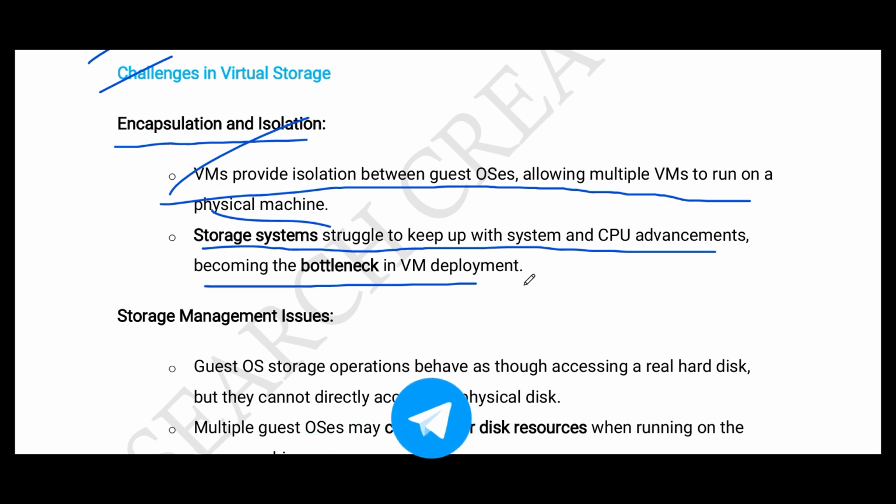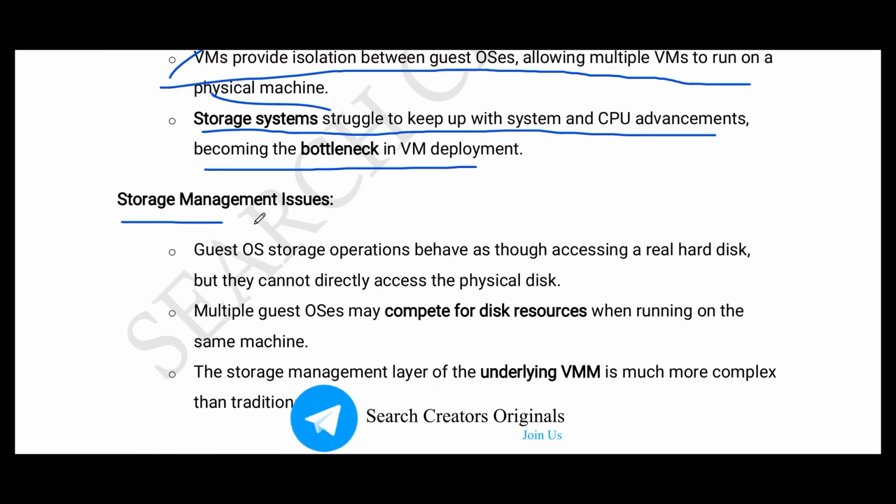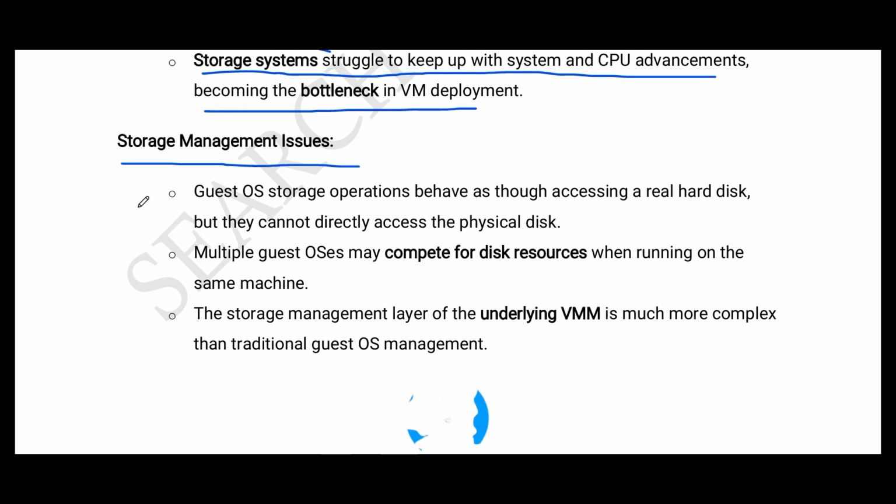Next is storage management issues. Guest OS storage operations behave as though accessing a real hard disk, but they cannot directly access the physical disk.